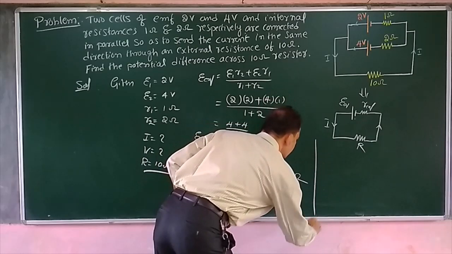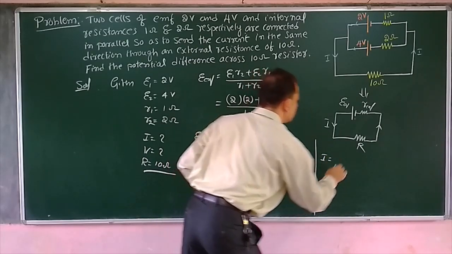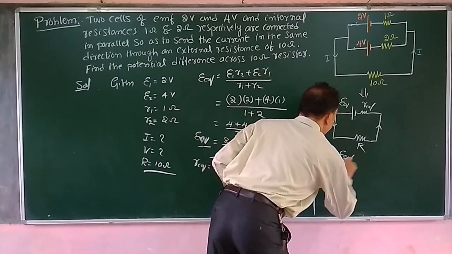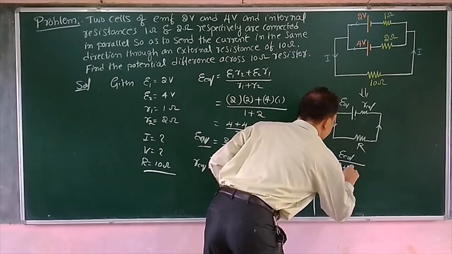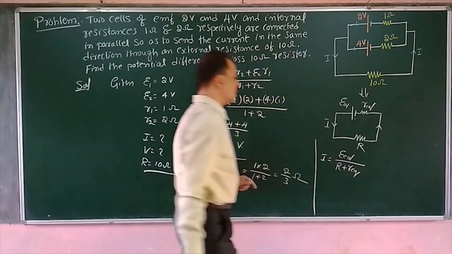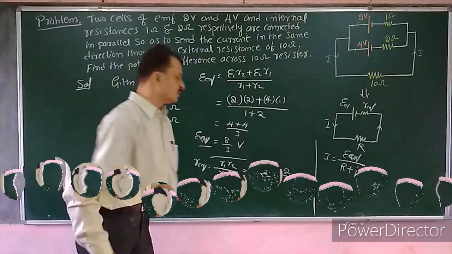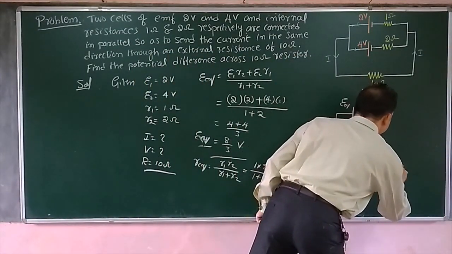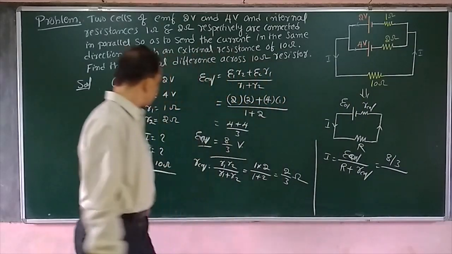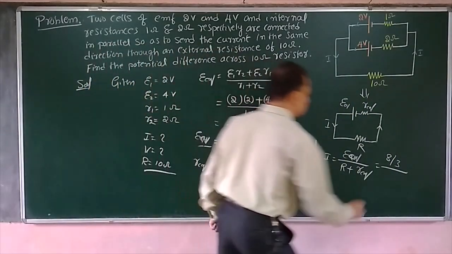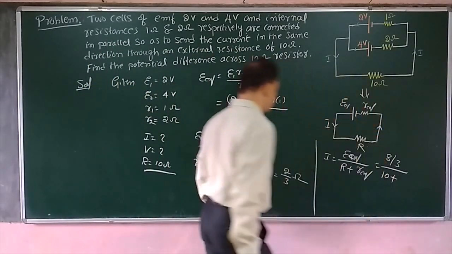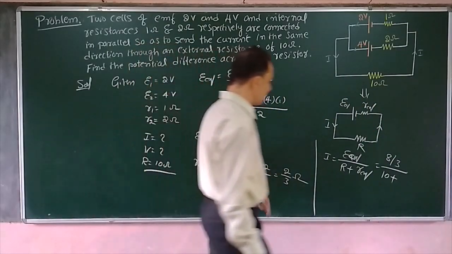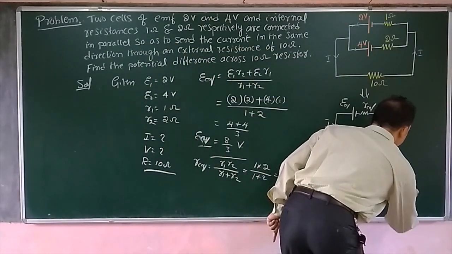Now we will work out the current flowing in the circuit. We know I is equal to E equivalent divided by capital R plus small r equivalent, simple form. So that is equal to E equivalent, 8 by 3, divided by capital R, which is given as 10 ohm, plus small r equivalent, that is 2 by 3.